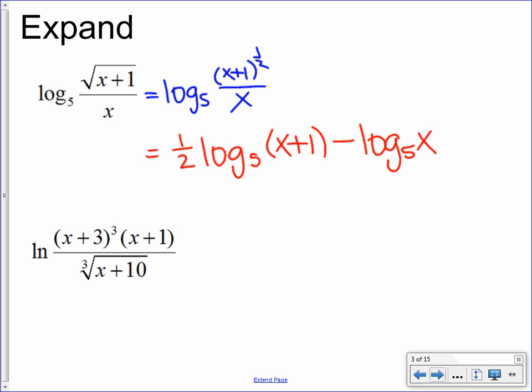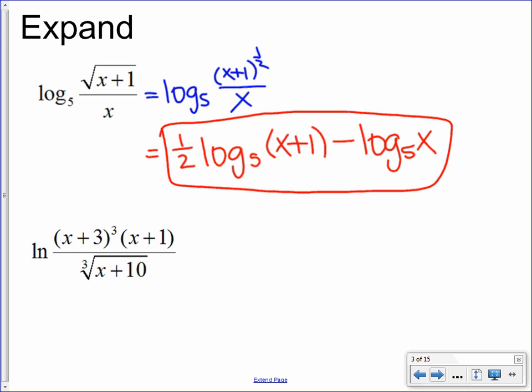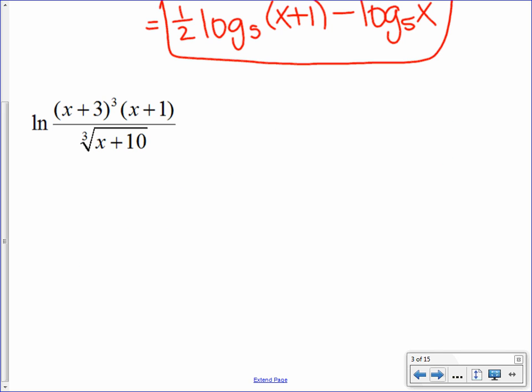We cannot break apart addition inside of the logarithm. We can only break apart multiplication and division. So this is as expanded as it can go. But this will be nice when we are taking derivatives. If we can expand it, that will be helpful. All right. What about this one?